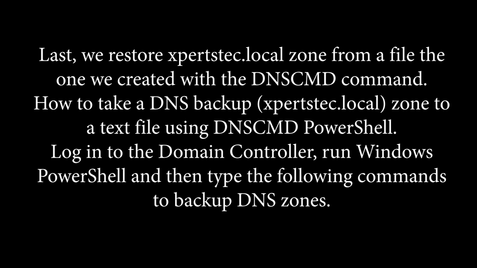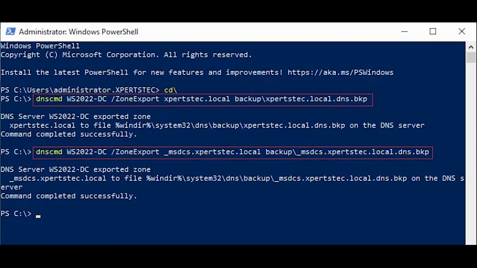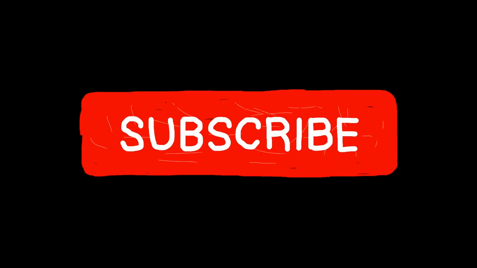How to take a DNS backup of the Xperts.local zone to a text file using dnscmd in PowerShell. Log in to the domain controller, run Windows PowerShell and then type the following commands to backup DNS zones. dnscmd ws2022dc /zoneexport Xperts.local backup\Xperts.local.dns.bkp, and dnscmd ws2022dc /zoneexport _msdcs.Xperts.local backup\_msdcs.Xperts.local.dns.bkp, where ws2022dc is the DNS server name.